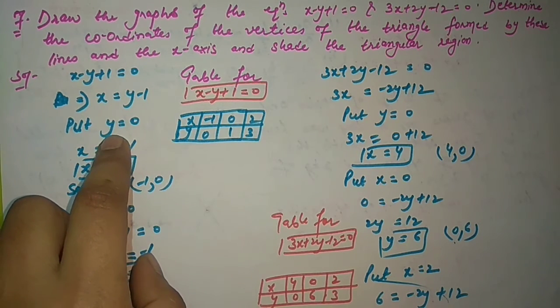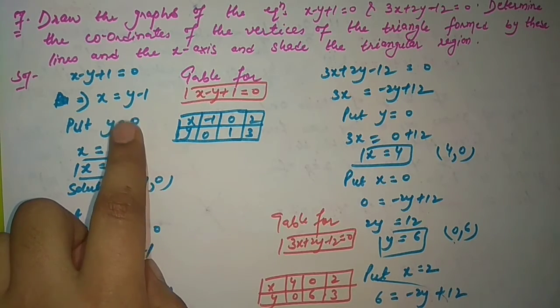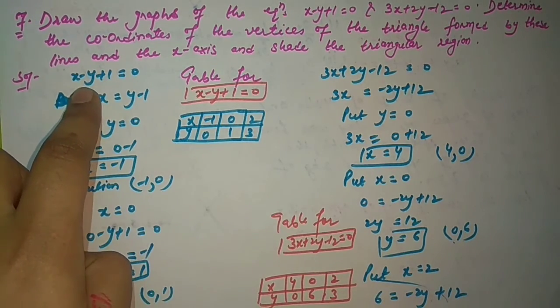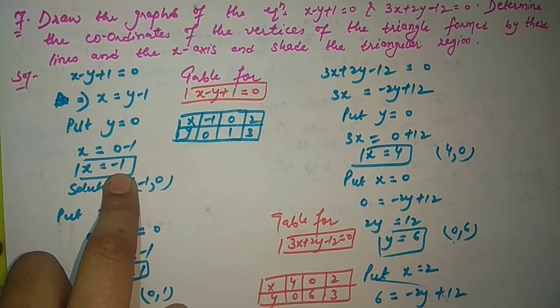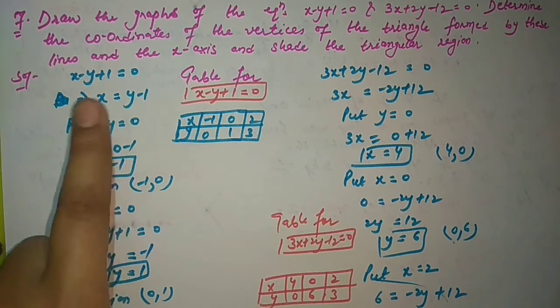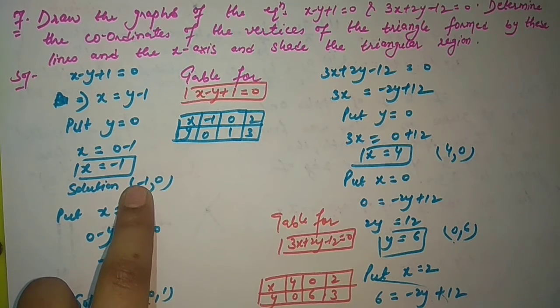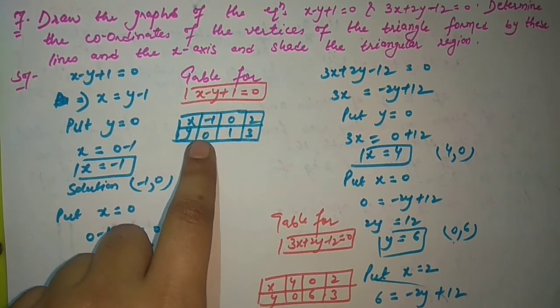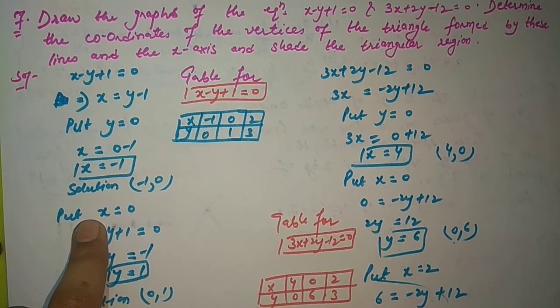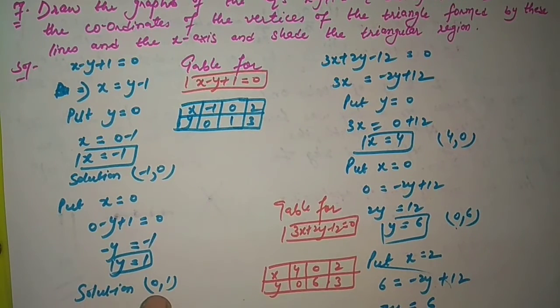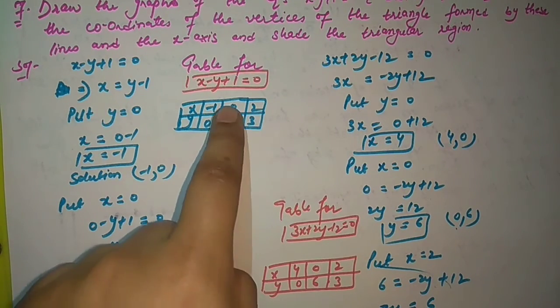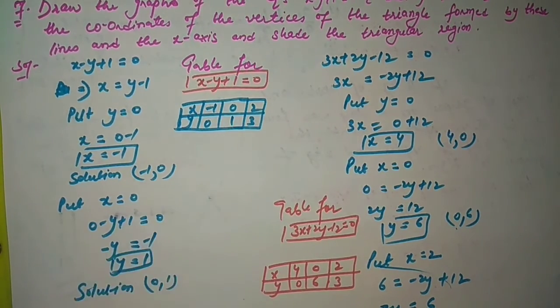So firstly I have let y is equal to 0. Put that in the equation and then find the corresponding variable, that is x is equal to minus 1. Clear? 0 minus 1 is minus 1. This is the first solution. Put in the table minus 1 and y is 0. So then again let x is equal to 0. Then we have y is equal to 1 on putting in the equation. So this is the next solution 0 comma 1. So fit it in the table.